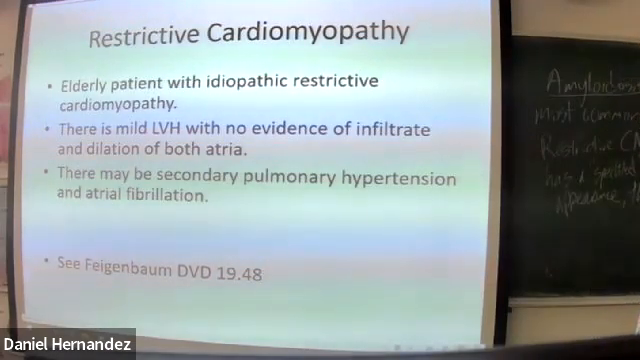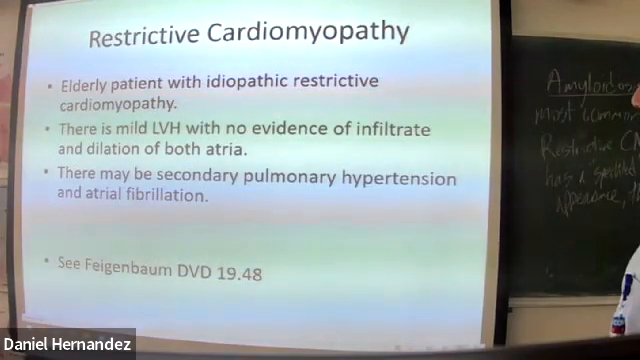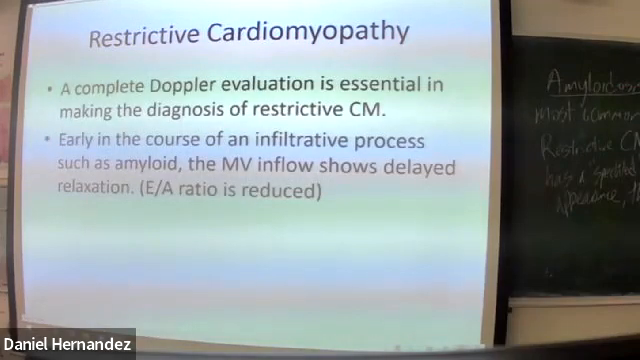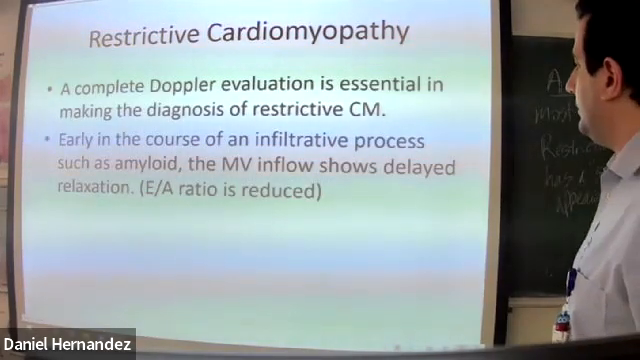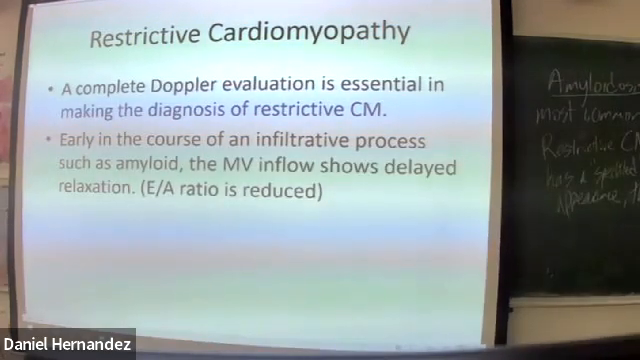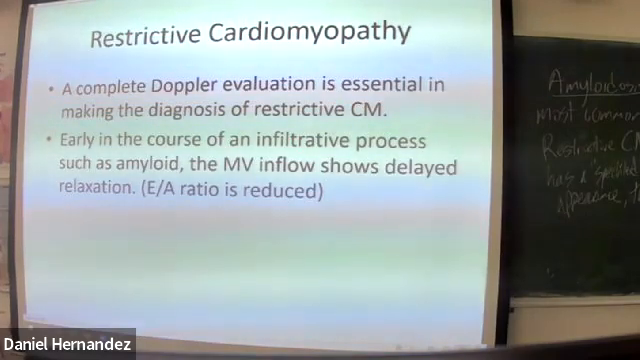So we don't really know the cause of why they developed this restrictive cardiomyopathy. With these patients, we might see mild left ventricular hypertrophy, but we don't see that evidence of those amyloid infiltrates. So complete Doppler evaluation is essential in making this diagnosis of restrictive cardiomyopathy. Early in the course of an infiltrative process, such as an amyloid, mitral inflow shows delayed relaxation.